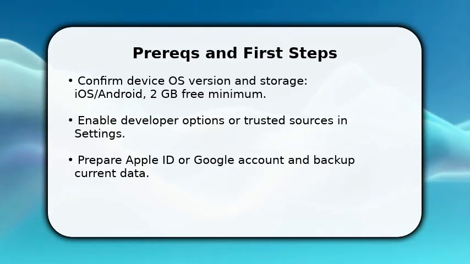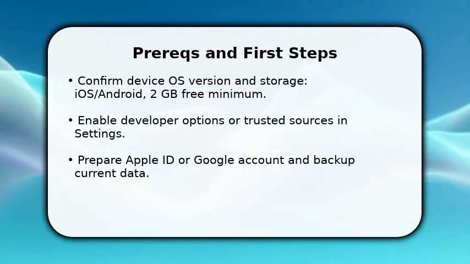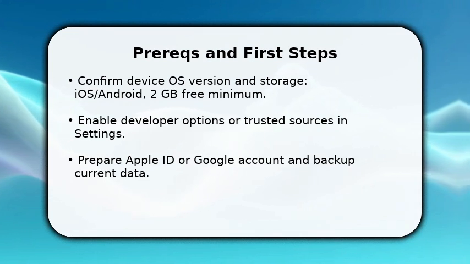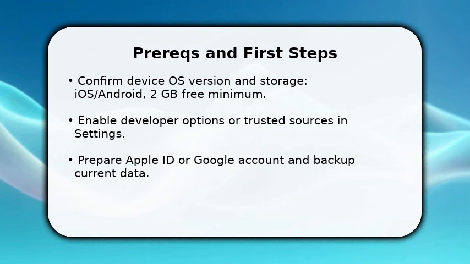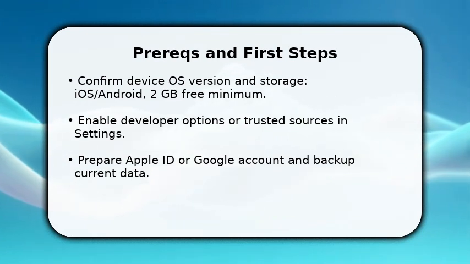You start by checking prerequisites. Confirm your mobile OS version and free storage because the installer needs space and compatibility. Once done, enable developer options or allow installations from trusted sources in settings. This lets the package install.